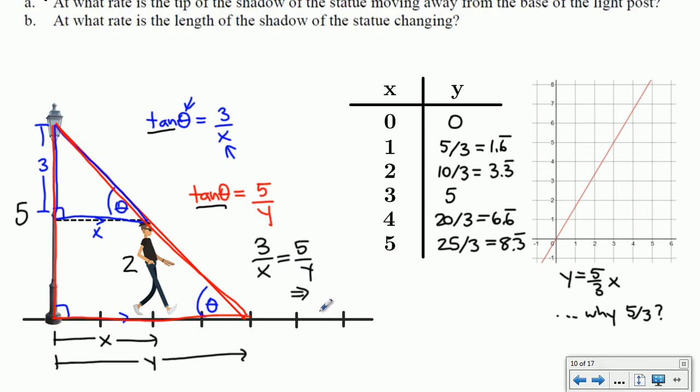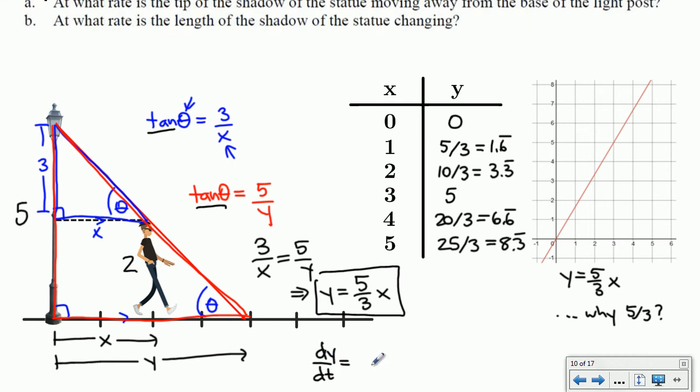And now we have a relation between x and y. We can write y equals 5/3 x, and that's the key to solving this problem. So first off, we can answer the first question: at what rate is the tip of the shadow of the statue moving away from the base of the light post? So what we really need here is dy/dt.